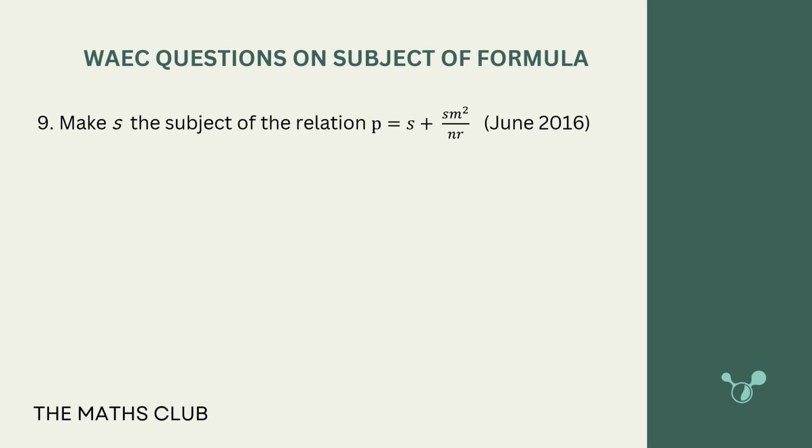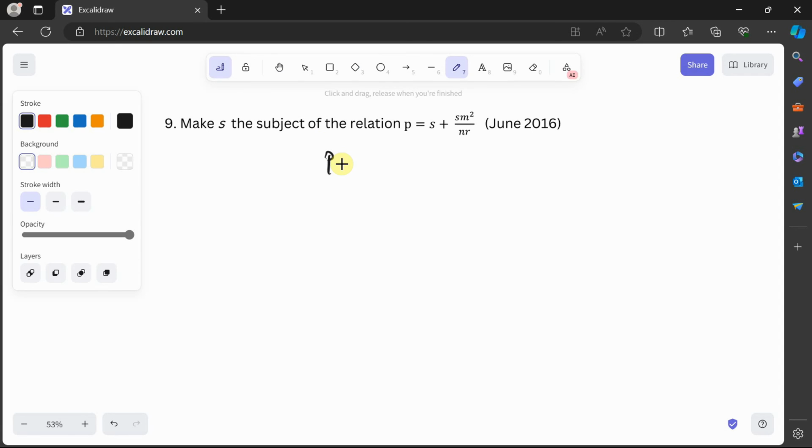Welcome back. Let's solve it together. So what I can do here is I say P is equal to this is S. I can factor out the S and say S open brackets S and S is 1 plus SM squared divided by NR, then divided by this S will give me M squared all over NR.